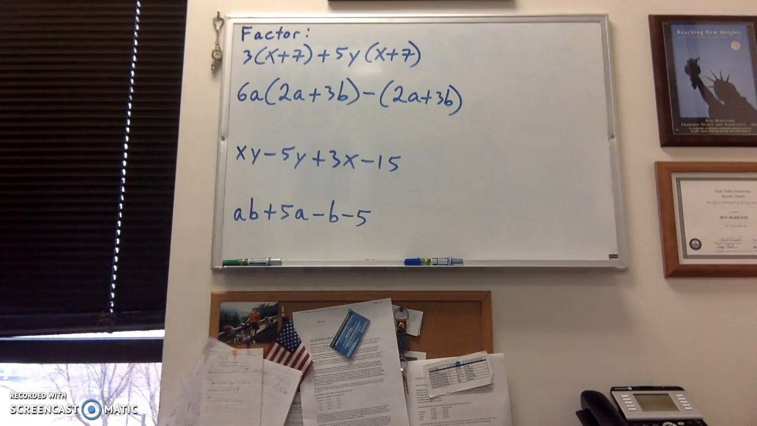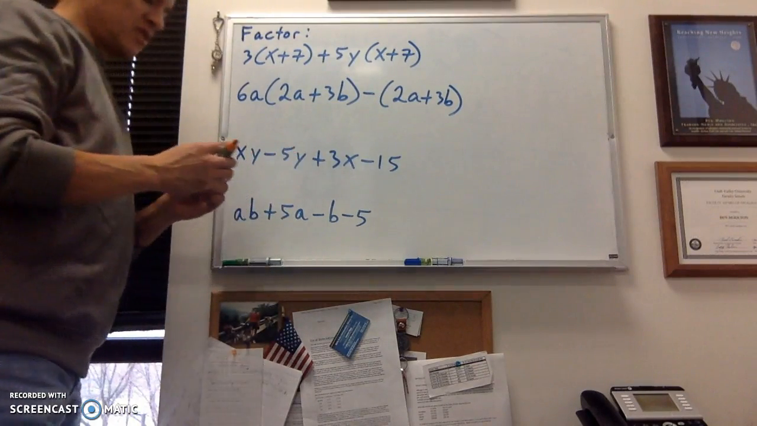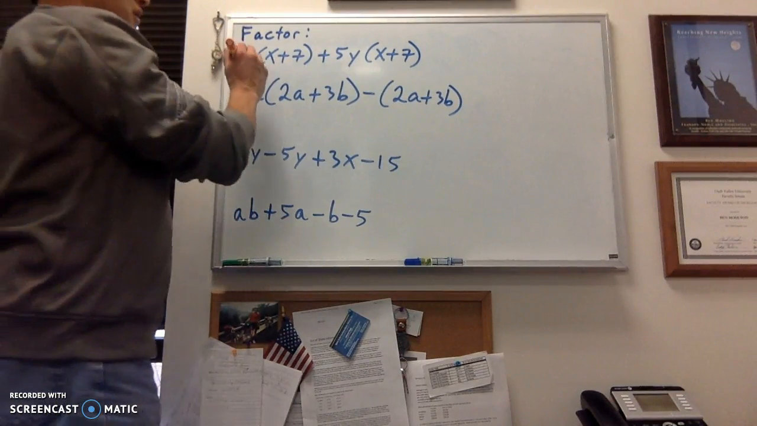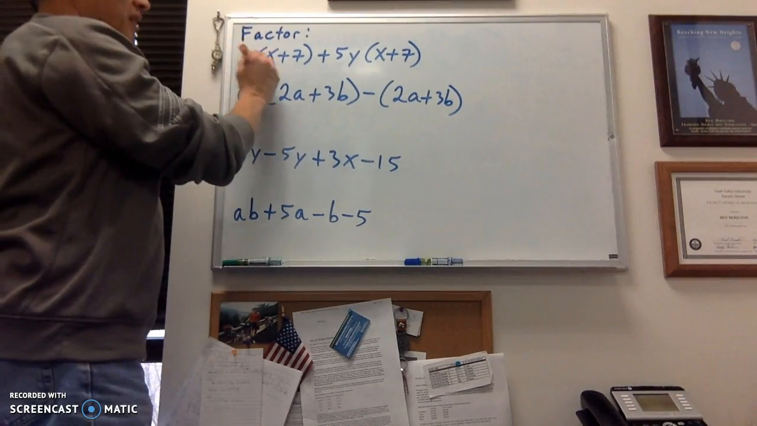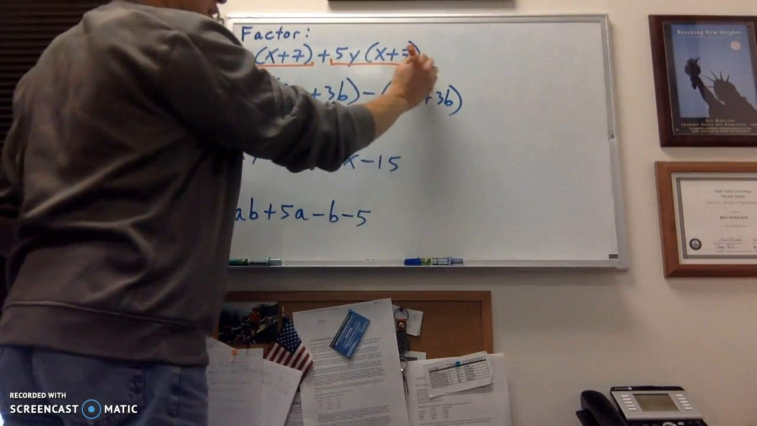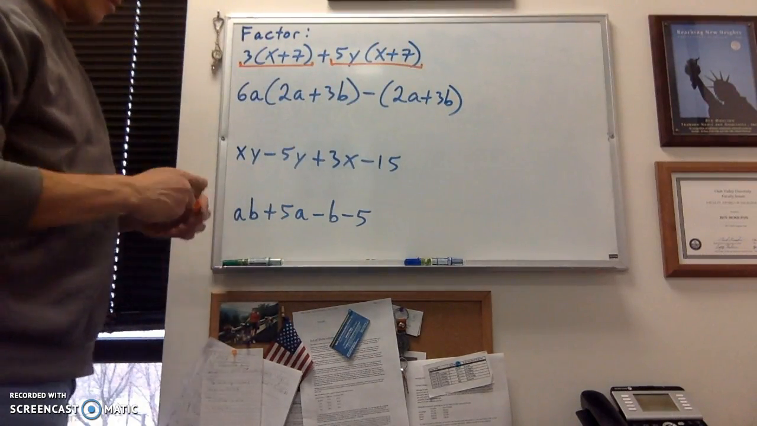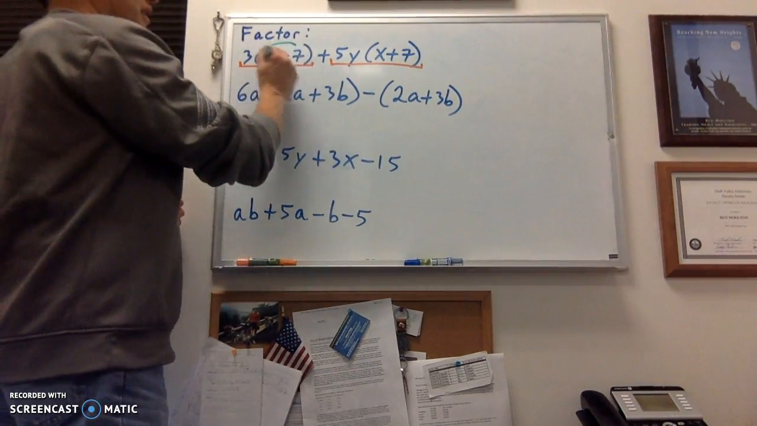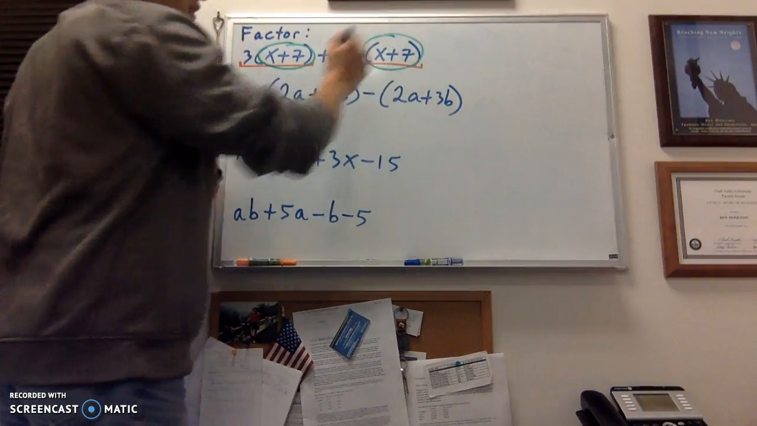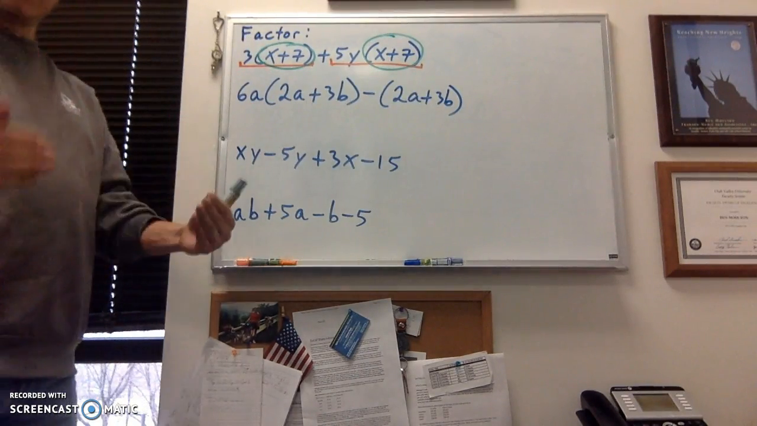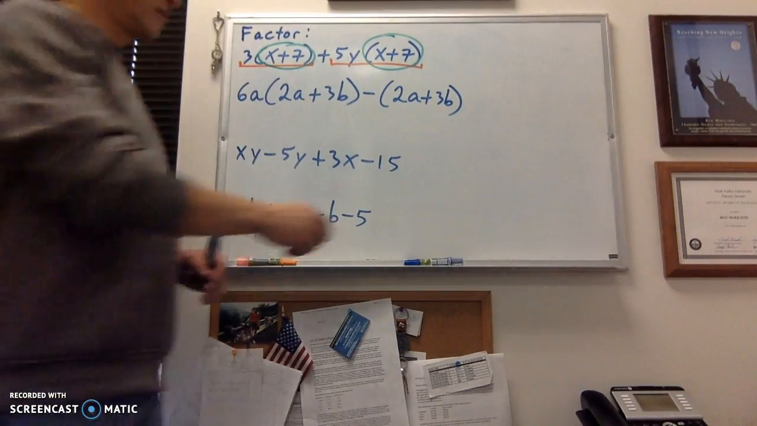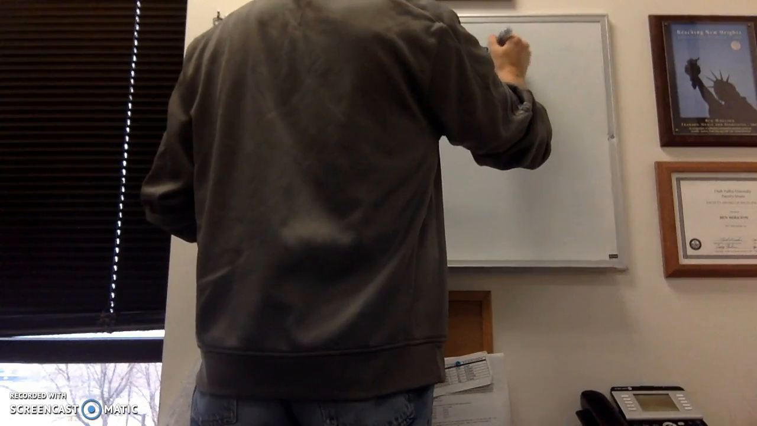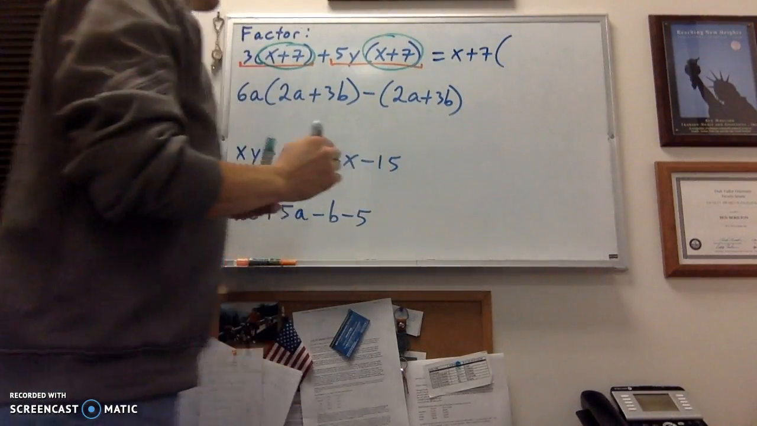How many terms are we seeing here? Now, a term is separated by a plus or a minus, or sometimes an equal sign if it's there, unless they're in parentheses. So I'm looking at 2 terms here, right? Within those 2 terms, what do they have in common? They have an x plus 7 in common, right? Well, that x plus 7 is the greatest common factor. So that's going to come out, x plus 7. Okay? And let's see what's left over.